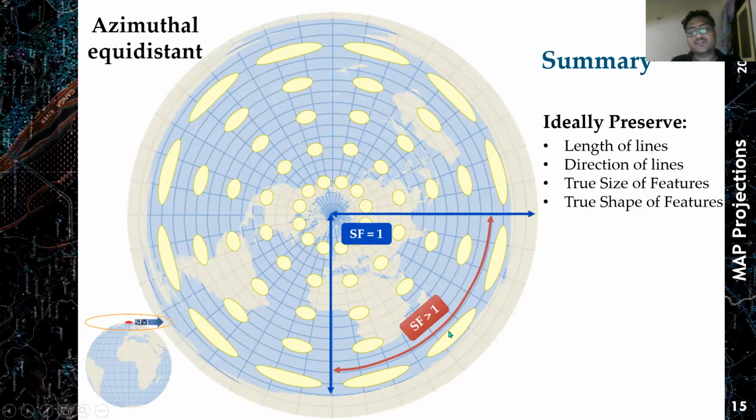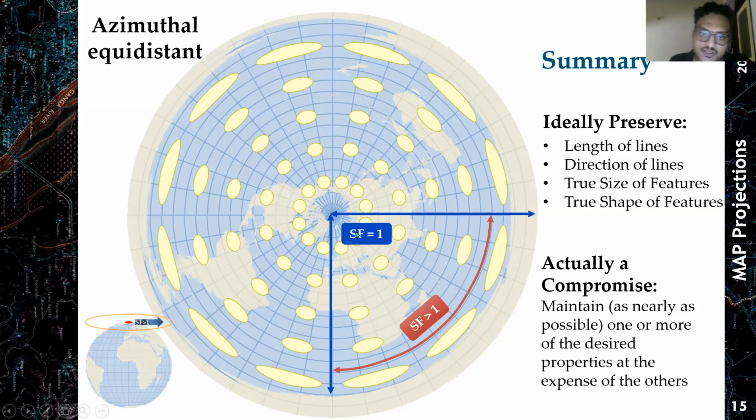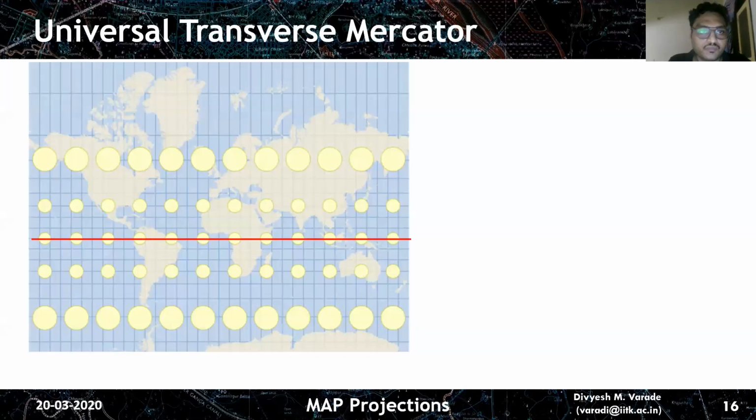So to summarize, ideally you want to preserve the length of the lines, the direction of the lines, the size of the features, and the shape of the features. But in practice, we always need to do a trade-off. It is a compromise between preserving one or more of these properties at the expense of the others. So what is the solution to that?